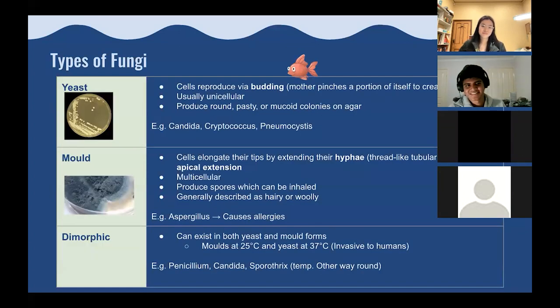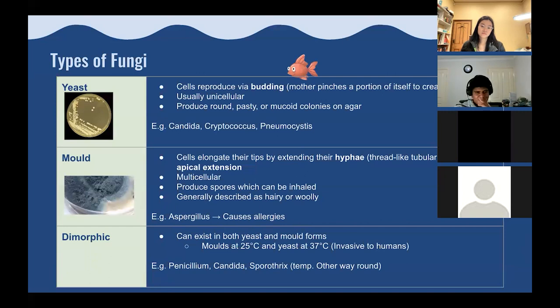Okay, so yeasts, they're cells that reproduce by budding. They're usually unicellular and they produce round colonies on sugar. So you just need to remember that it's the budding. Okay, so yeasts bud and are unicellular. Examples: Candida, Cryptococcus, and Pneumocystis.